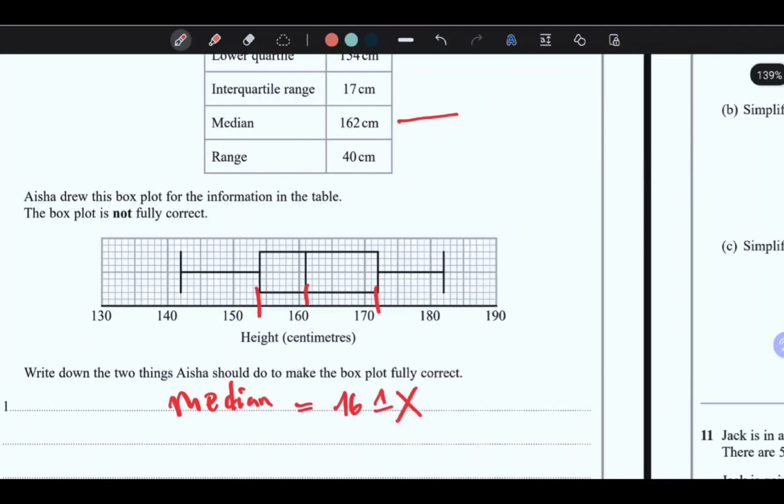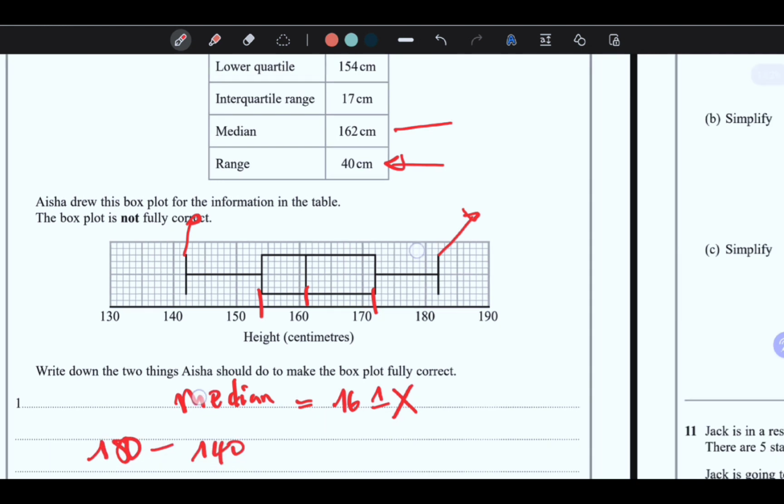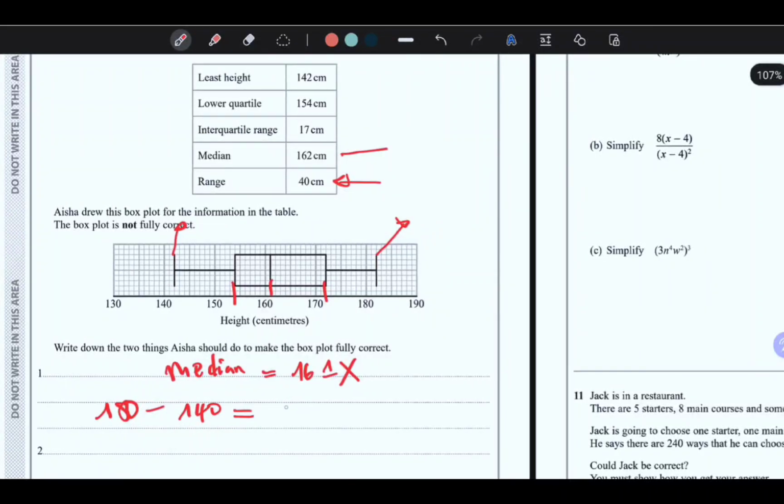The range is going to be the upper value minus the lower value. These are the lower value and the upper values. So if you do 180 minus 140, you should get 40. So she got that correct. That means it's one of the quartiles which are not right. So let's check the quartiles.